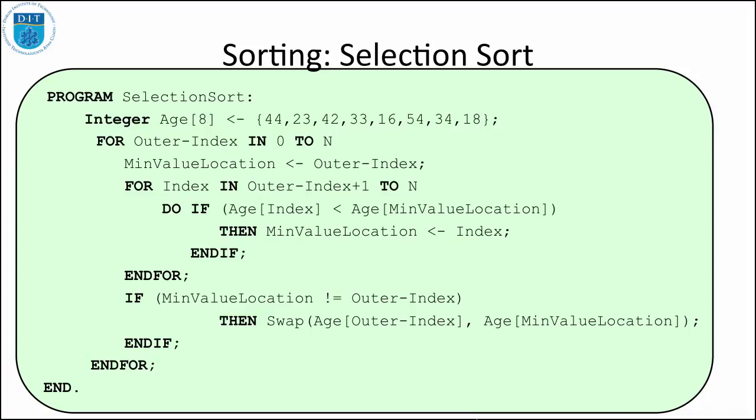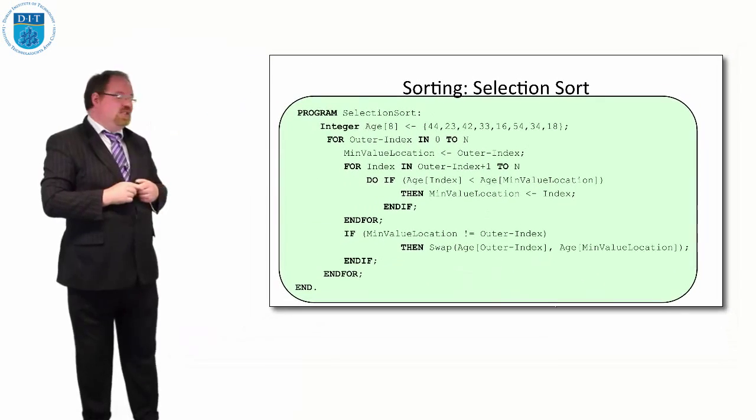So we've got the if statement for checking, finding the minimum value in the middle of the loops, and then on the outside of the first for loop, we do the swap if we need to.